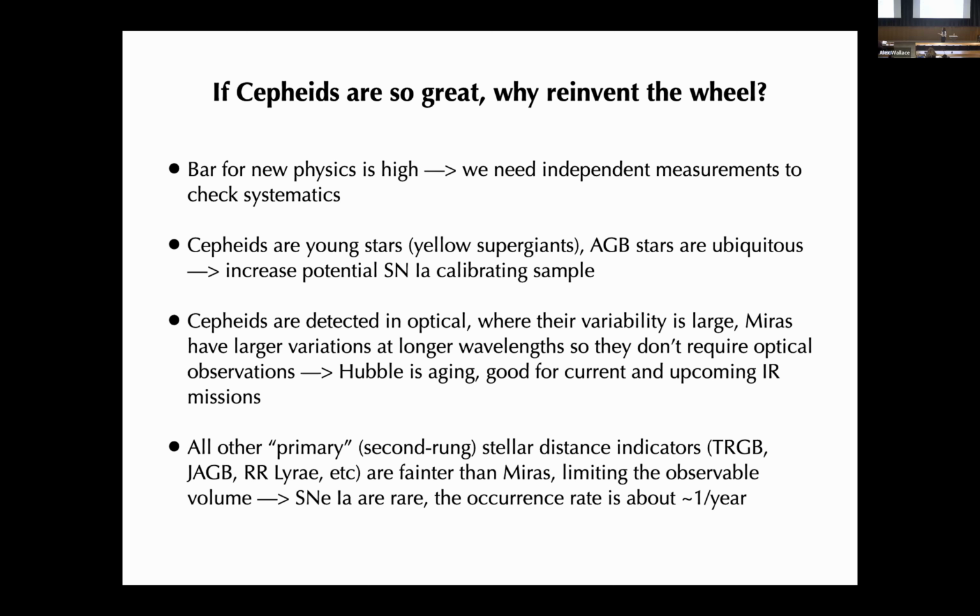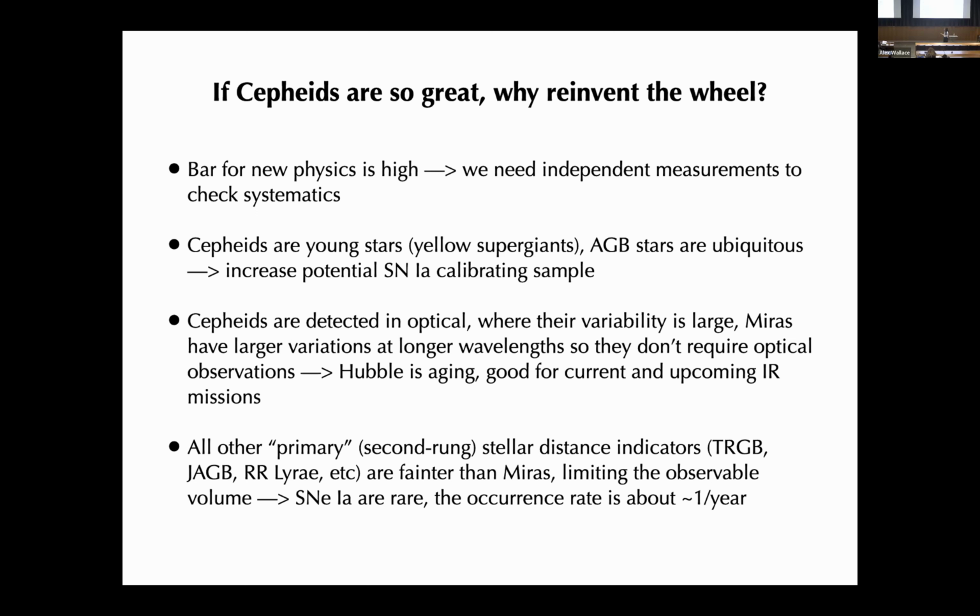And then Cepheids are also detected in the optical, where their light variations are larger. Those variations are much smaller in the near infrared. In fact, you pretty much can't find Cepheids as variables using only near infrared time series data. So with HST getting up there in age, Miras are going to be a very good alternative for the upcoming IR missions like Roman and for the current James Webb, because you don't need optical data.